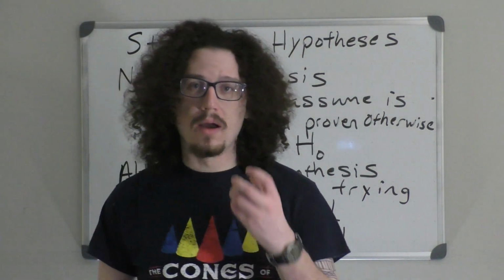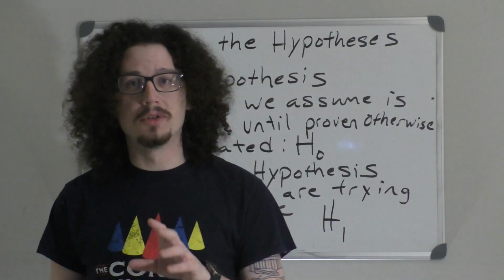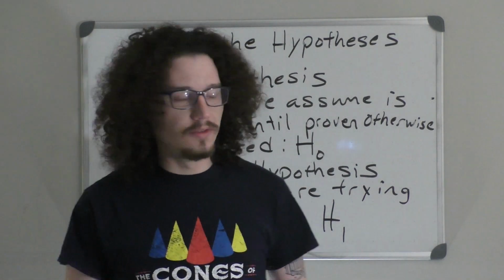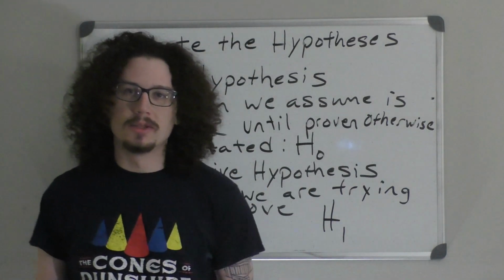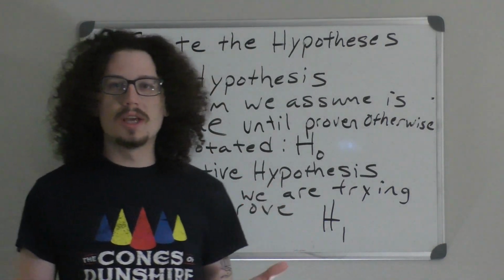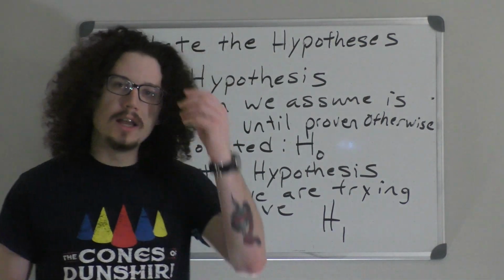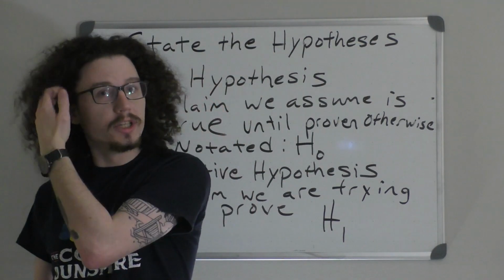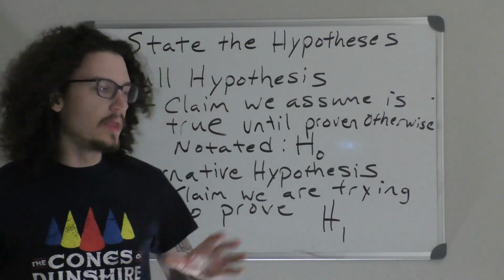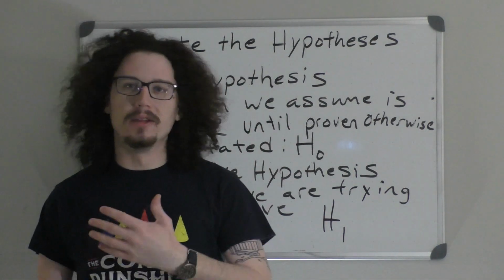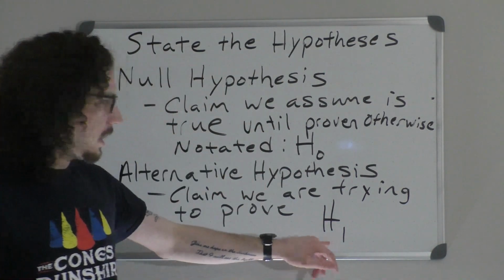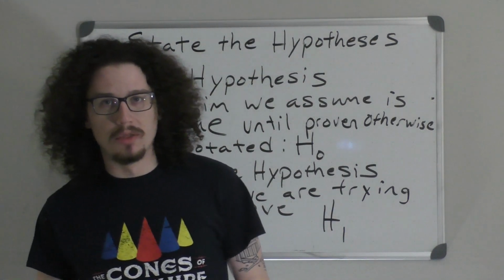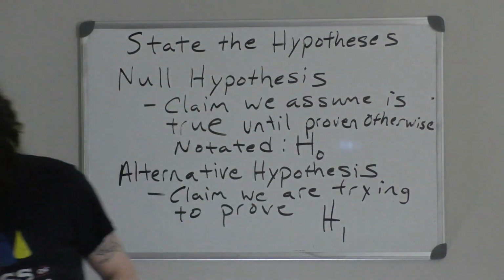Now your book and other sources notate this as H subscript A for alternative. However, I learned it using H1, so that's what we're going to use in this class. If you use HA, that's absolutely fine. If that's going to make more sense to you, use that. H1 and HA, they are the exact same thing, all right? But I'm going to be using H1 on the board.